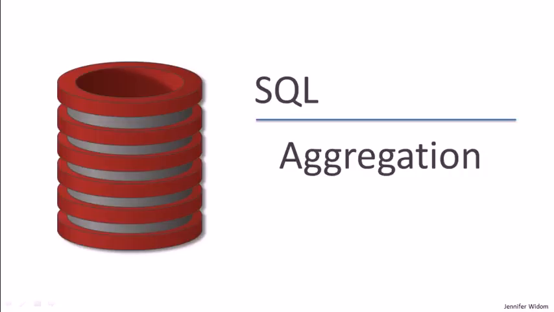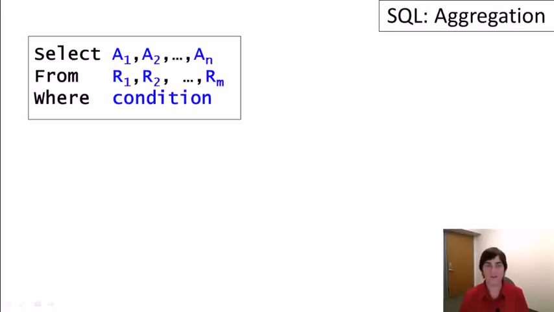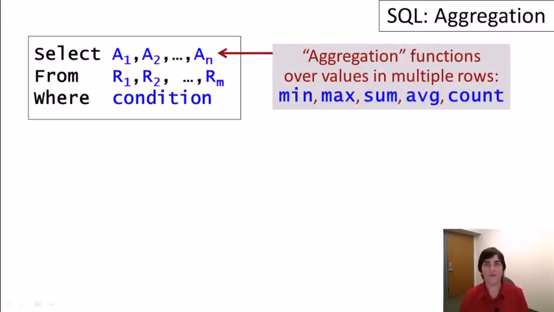The next set of queries we'll show introduce the concept of aggregation in SQL. Once again, we start with the basic select from where construct, and this time we're going to introduce what are known as aggregate or aggregation functions. These are functions that will appear in the select clause initially, and what they do is they perform computations over sets of values in multiple rows of a relation. And the basic aggregation functions supported by every SQL system are minimum, maximum, sum, average, and count.